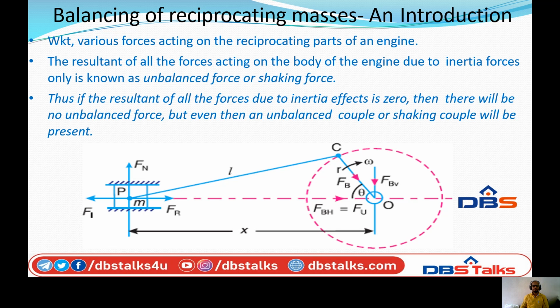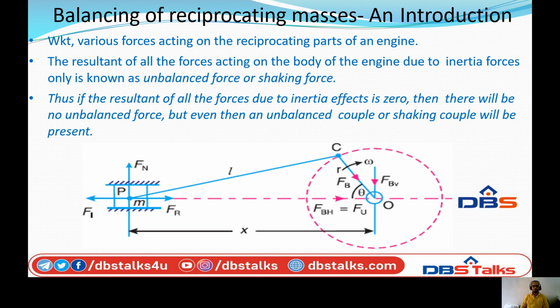So why are we going to start with reciprocating masses to be balanced? We know the various forces acting on the reciprocating parts of an engine. The result of all the forces acting on the body of the engine due to the inertia forces only is known as unbalanced force. Due to that, without balancing, we will get a vibration called a shaking force. If the resultant of all the forces due to inertia is zero, there will be no unbalanced force, but even then there will be an unbalanced couple or shaking couple.